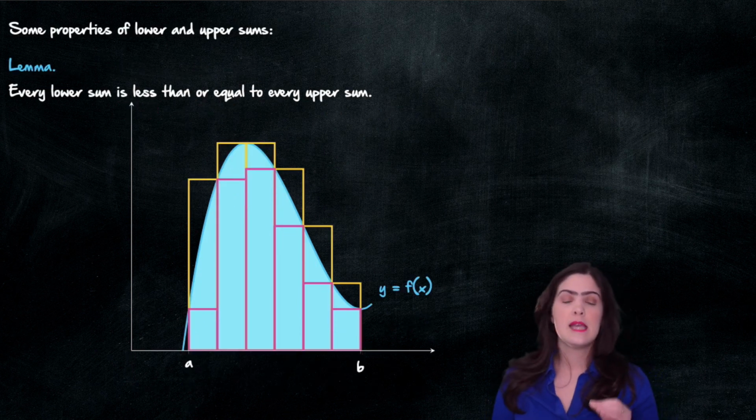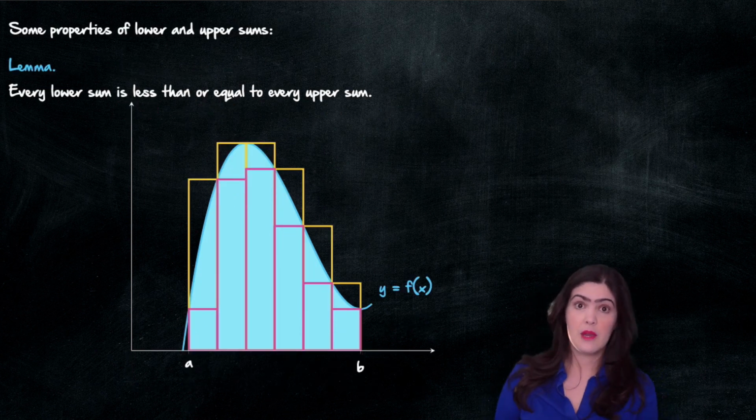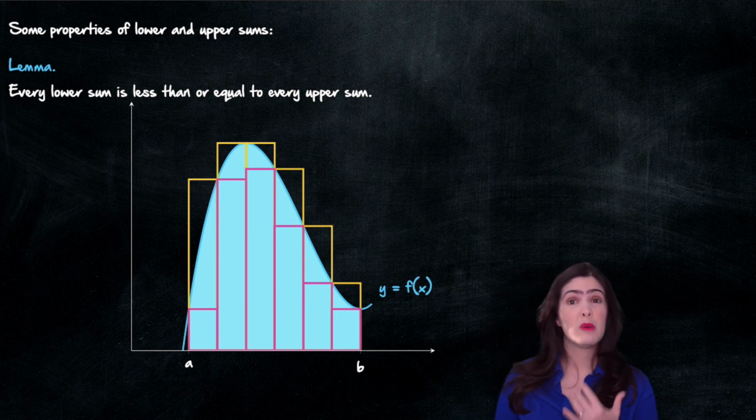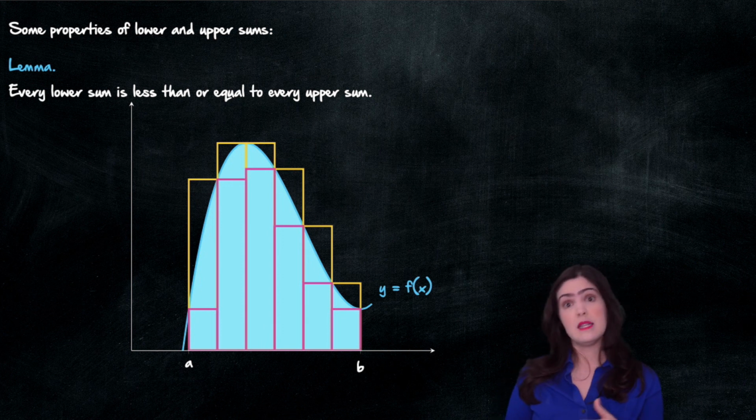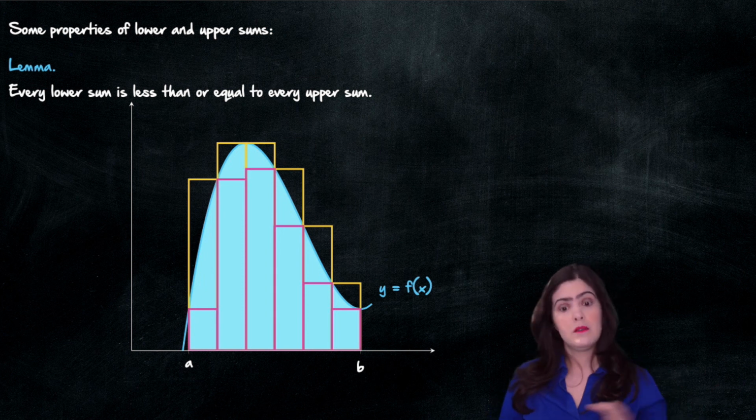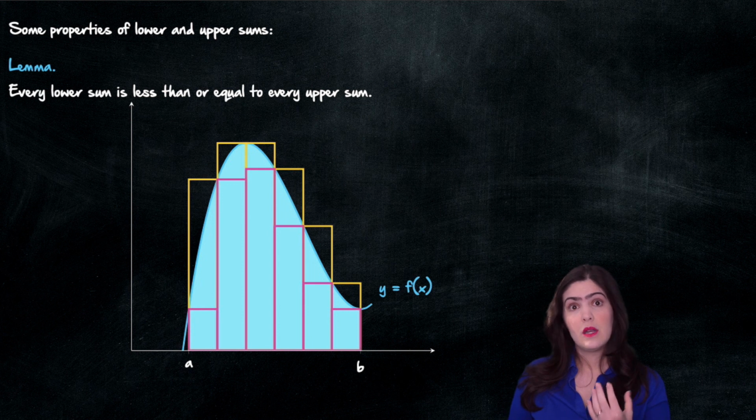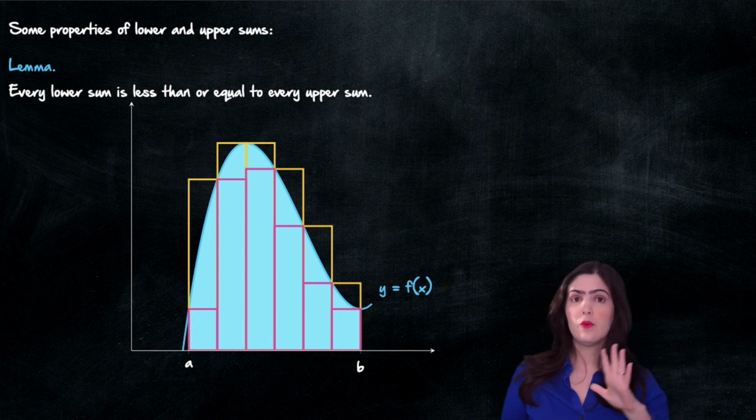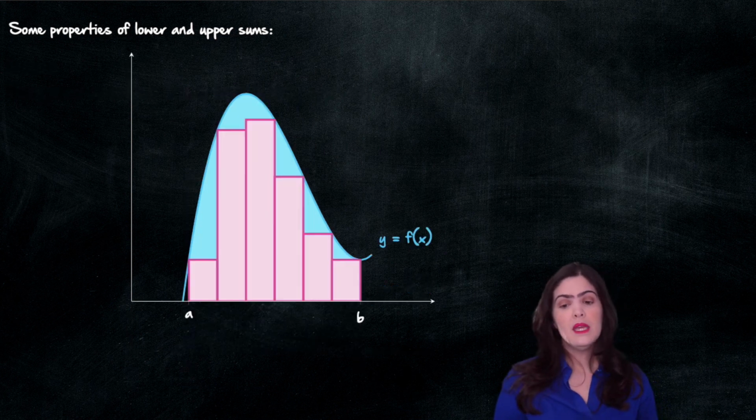So the first lemma here is that every lower sum is less than or equal to every upper sum, even if they come from different partitions. And this makes sense intuitively, because if you think about it, lower sums underestimate the area and upper sums overestimate the area. So therefore, any lower sum should be less than or equal to any upper sum that I pick. But as I said, we're going to prove this in the next video.